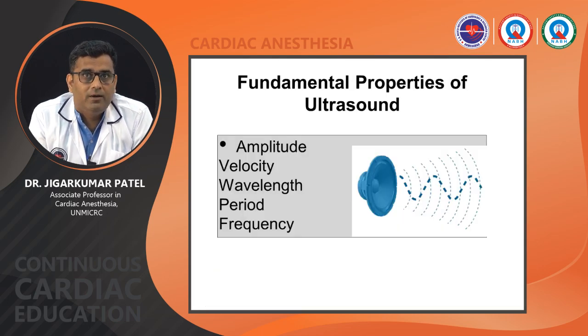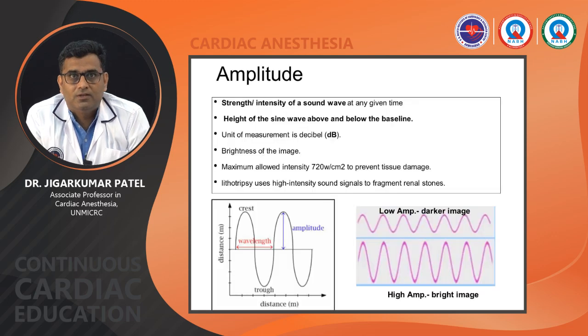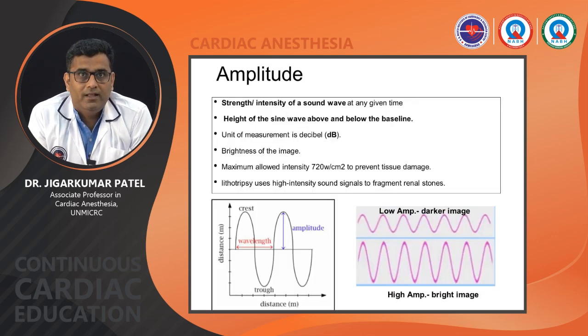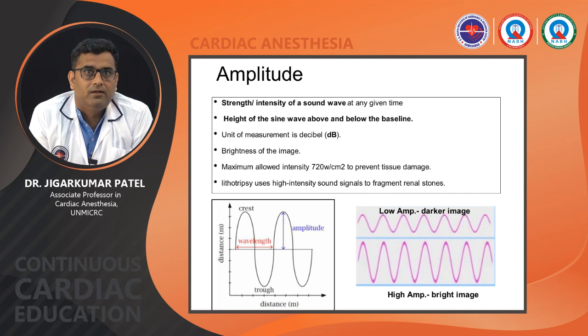Now we will see the fundamental properties of ultrasound, like amplitude, velocity, wavelength, period and frequency. First one is the amplitude. Amplitude is the strength or intensity of a sound wave at any given time. It is indicated as the height of the sine wave above or below the baseline. Its unit of measurement is decibel.